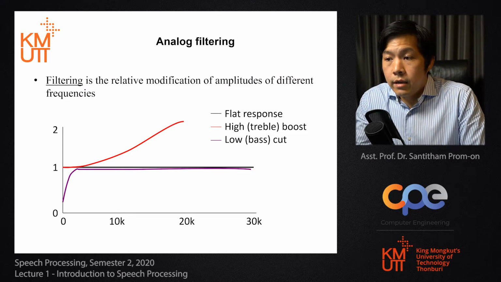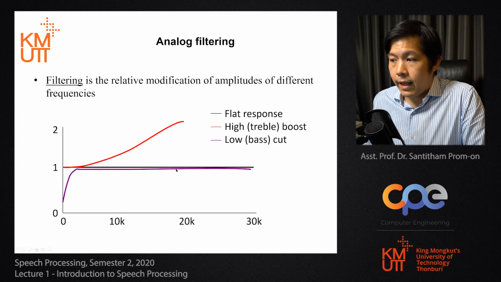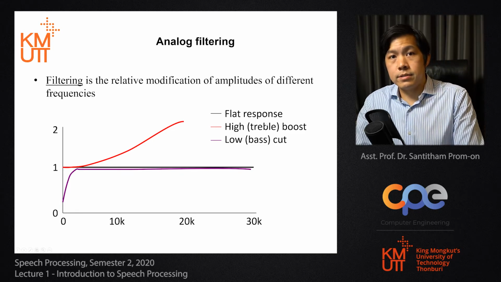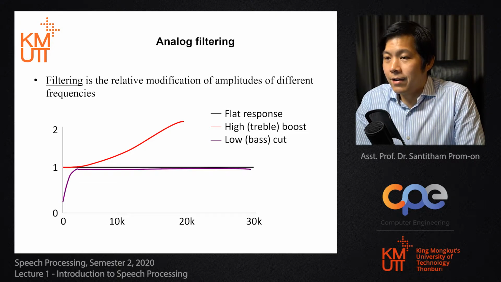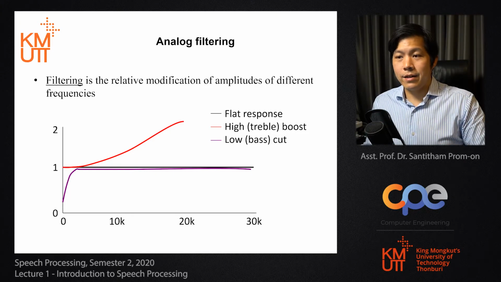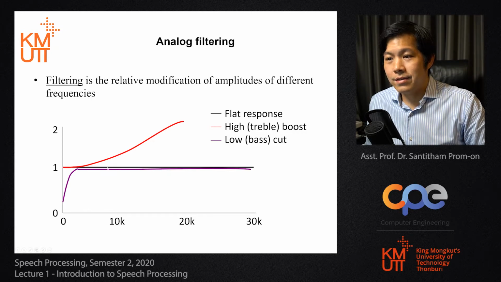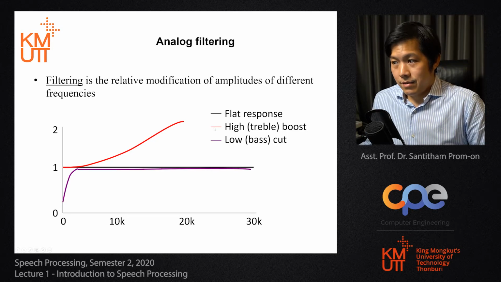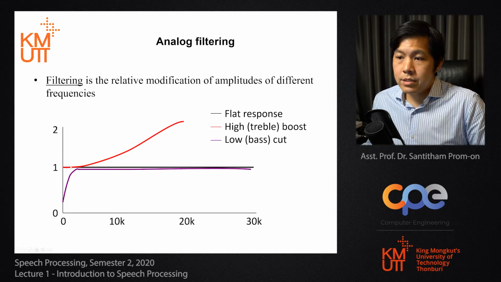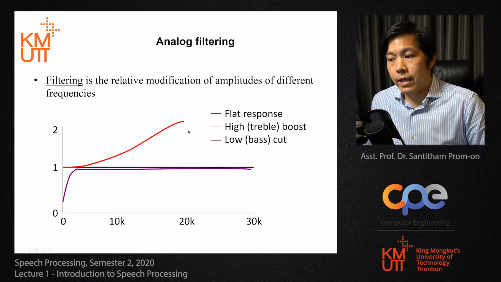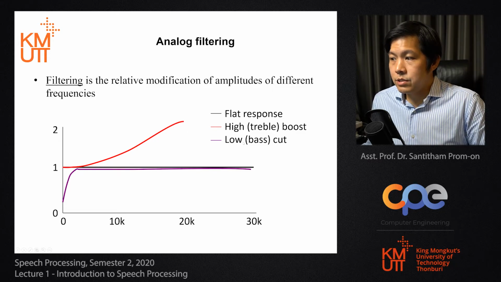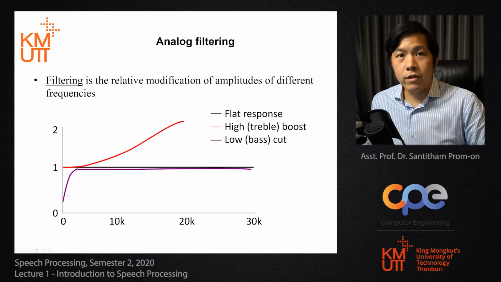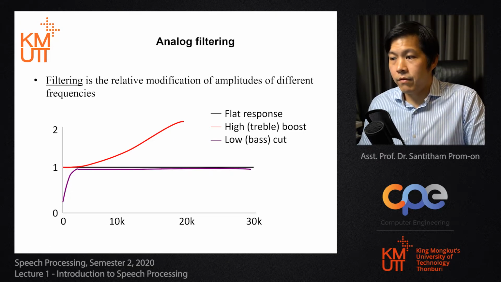There are other filters as well. This black line here is the flat response. Flat response means that it will not emphasize any part of the signal that's coming out, right? The red line here is the high boost, the treble boost, because if you pass the signal through this, it will enhance the signal at 20 kHz, the high frequency. And this one is a low cut filter, right?